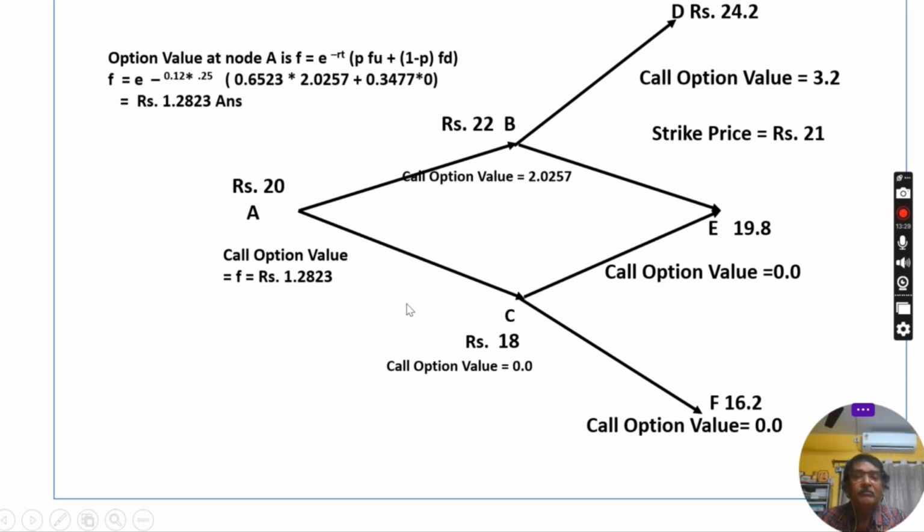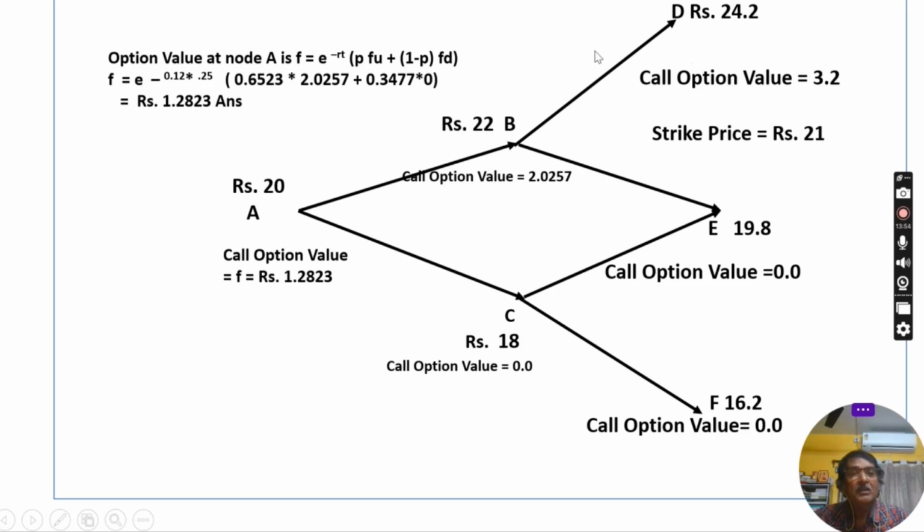So again, I am repeating in brief how you have solved this problem. First, you will draw the entire structure. This is the tree, and you put the prices of the shares at different points. Initial price is 20, a 10% increase in price, that's why it is 22. A 10% decrease in price, that's why 18. And this is the first step.